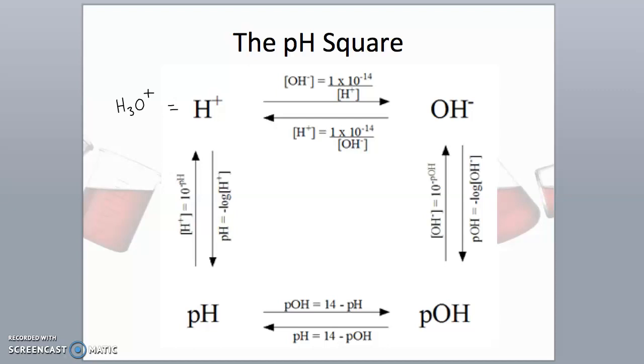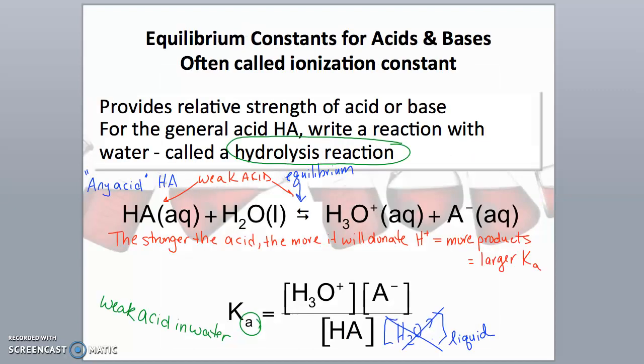Notice this slide uses H+ instead of H3O+, and realize that these are equivalent. In other words, H+ is equal to H3O+, the hydronium ion. The reaction shown here is called a hydrolysis reaction, and it involves reacting a substance with water. We represented an acid as HA, and since it is an acid, it donates a proton to water, forming the hydronium ion and the conjugate base of the acid.